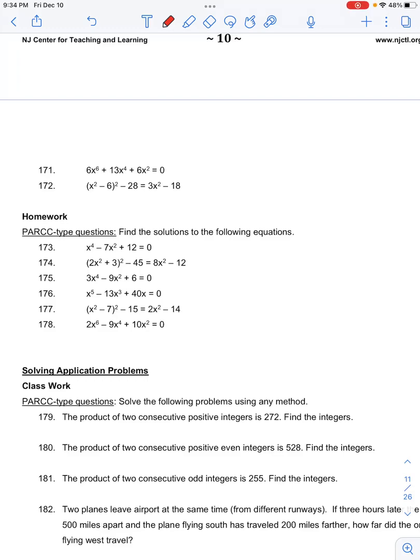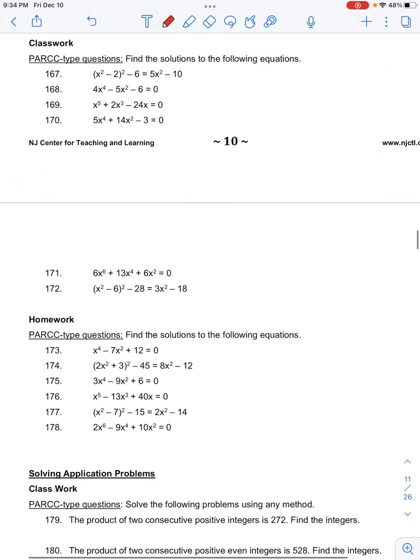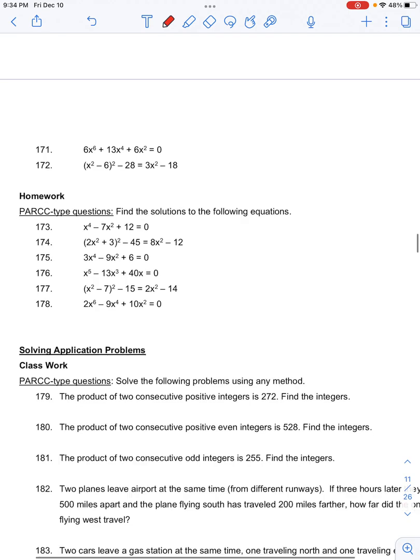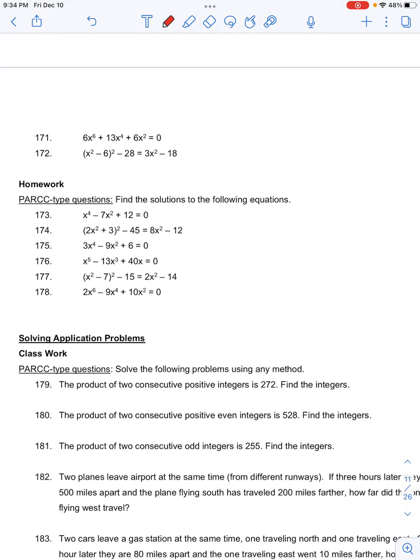Okay, number 171 in your classwork for quadratic equations asks you to use u sub for the following equations. So I have 6x to the 6th plus 13x to the 4th plus 6x squared equals 0. Each of these terms has a common factor of x squared, so I can pull out an x squared. That'll give me x squared times (6x to the 4th plus 13x squared plus 6) equals 0.